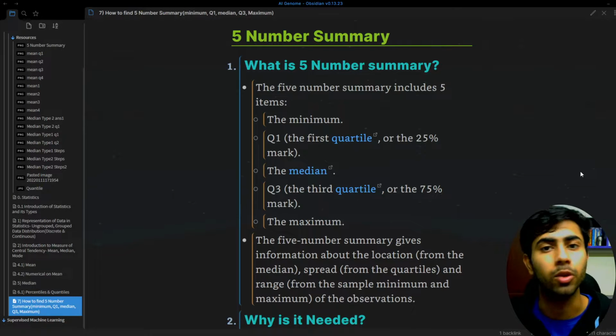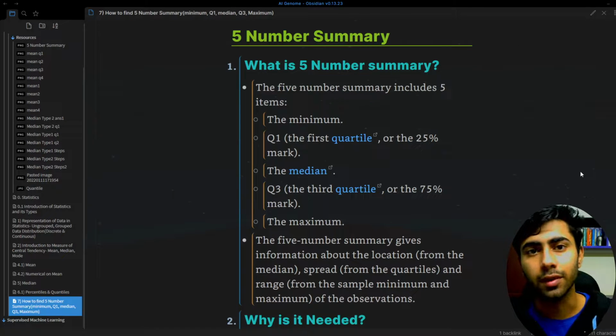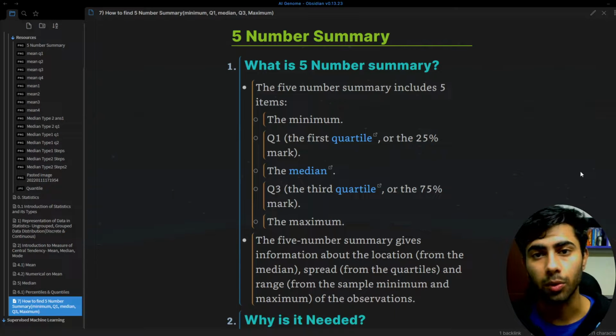In this particular video, we will be learning about five number summary. So what is five number summary? Five number summary consists of your minimum element, first quartile, your median, third quartile, and your maximum. And the five number summary gives you a basic idea about your location, spread and the range of your sample values in your observations.